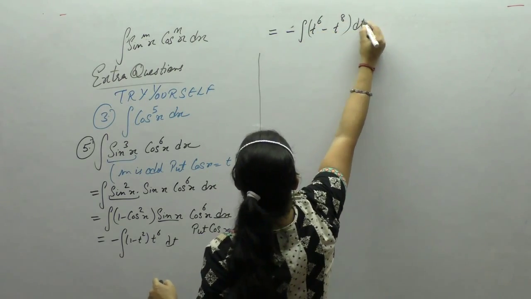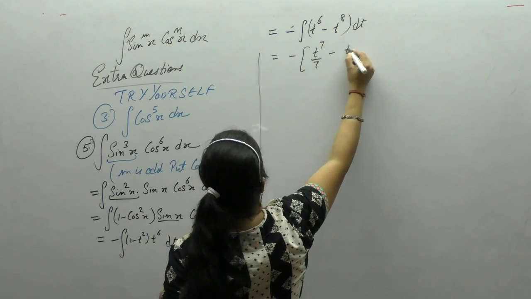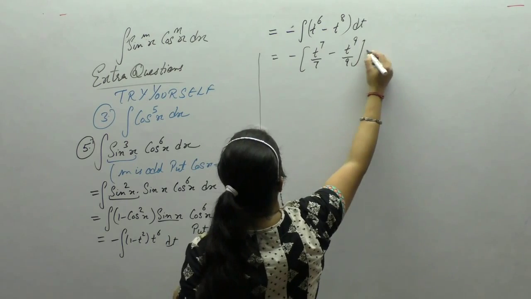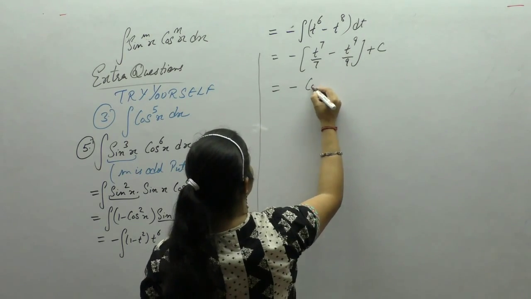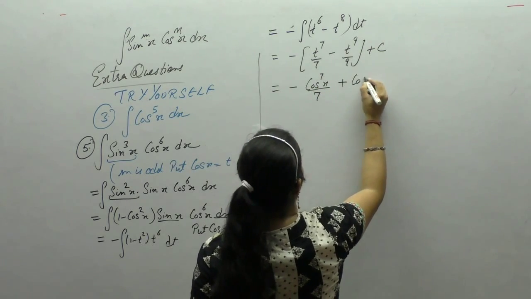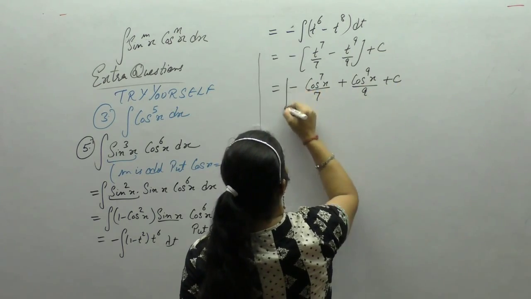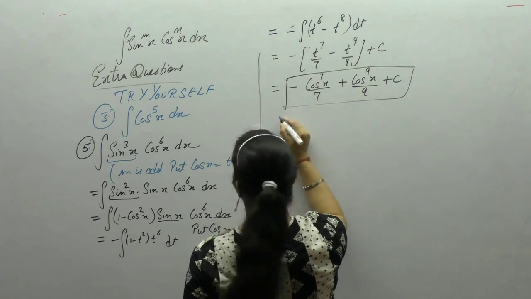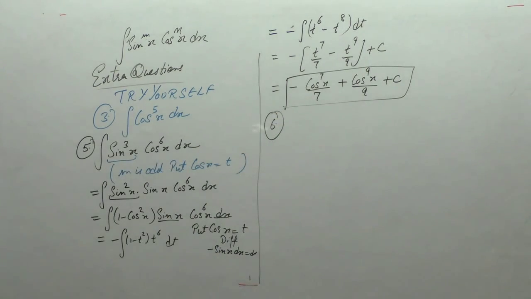Now apply the power rule here. n plus 1: 6 plus 1 is 7 and 8 plus 1 is 9. T here is cos of x. Minus cos 7x upon 7 plus cos 9x upon 9 plus c.